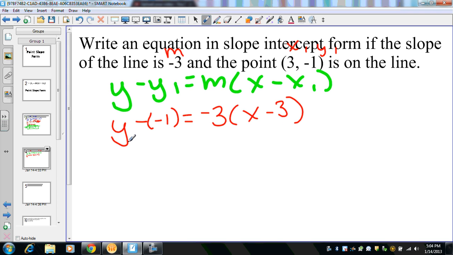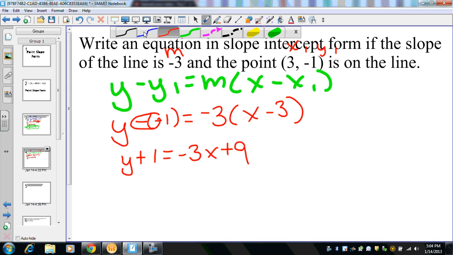So now I'm going to do a little bit of simplifying. Again, when I see the minus and negative, I'm going to rewrite that as plus. So this is y plus 1 is equal to -3 times x is -3x, and then -3 times -3 is +9. And again, I need to get this +1 off, so I'm going to subtract it.